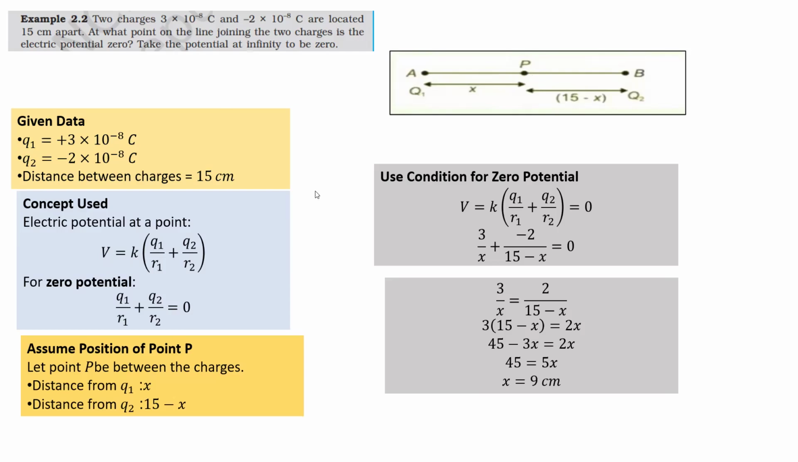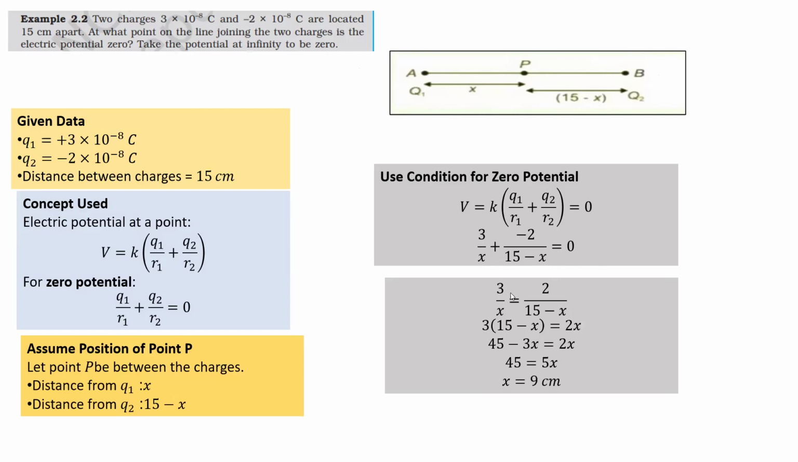Now, we'll substitute the values. Q1 is given as 3 × 10^-8, which is at a distance x, and charge B is -2 × 10^-8. Here 10^-8 is common, so it will get cancelled. So 3 by x plus the charge -2 at separation 15 minus x equals 0. So 3 by x equals 2 by 15 minus x.